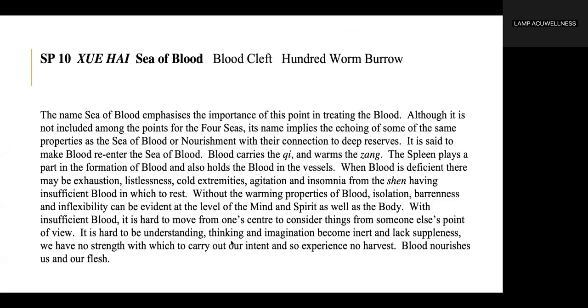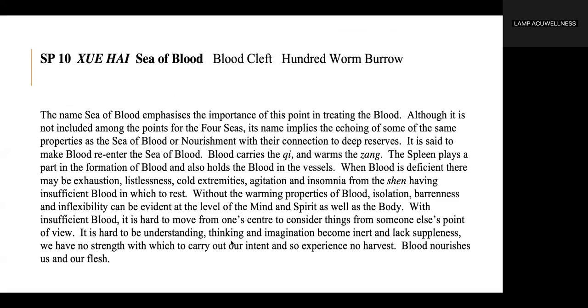The name Sea of Blood emphasizes the importance of this point in treating the blood. Although it is not included among the points for the four Cs, its name implies the echoing of some of the same properties as the sea of blood or nourishment with their connection to deep reserves. It is said to make blood re-enter the sea of blood.